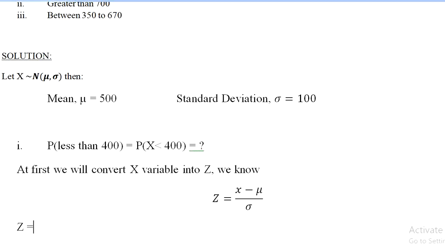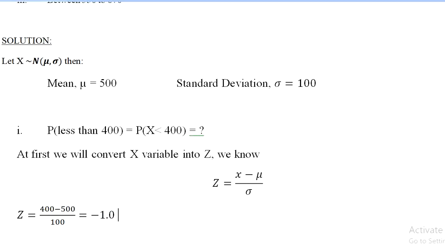I am going to apply this formula. Now we are going to find z, which is a standard normal random variable. Now x is 400 minus mu, which is 500, divided by sigma, that is 100. The answer is minus 1.0. Now this is our z variable.